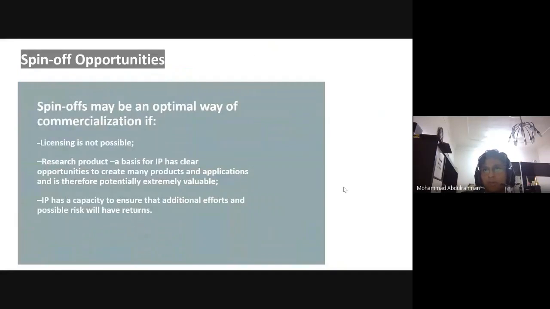The spin-off opportunities. A spin-off may be an optional way to commercialization if licensing is not possible. Research product if the basis of an IP is clear, there are opportunities to create many products and applications, and it is therefore potentially extremely valuable. IP has a capacity to ensure that additional efforts and possible risk will have returns.